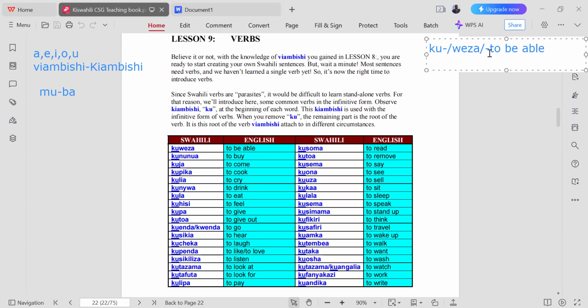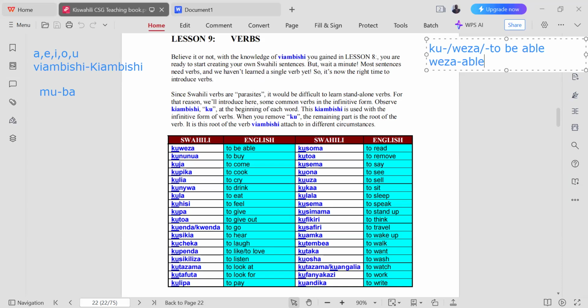But the key verb here is weza, which means able. But we cannot speak of weza without a prefix for it, without saying to be or to. So that's how the kiambishi, which in English is called a prefix, comes in to make that verb complete. So then we have the word kuweza.